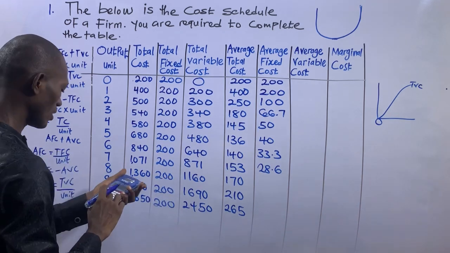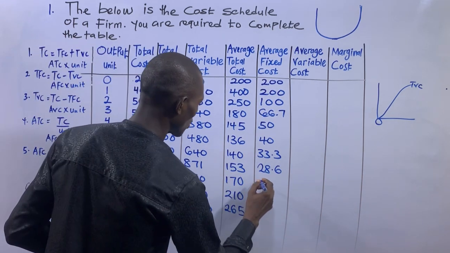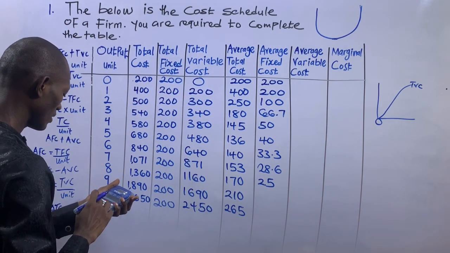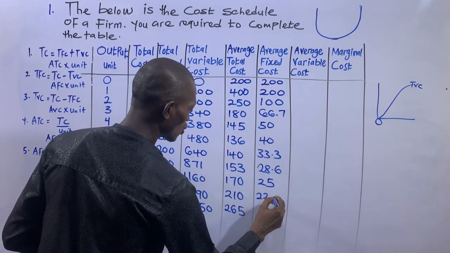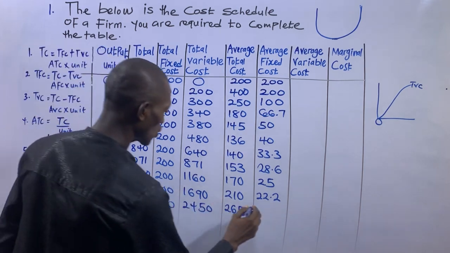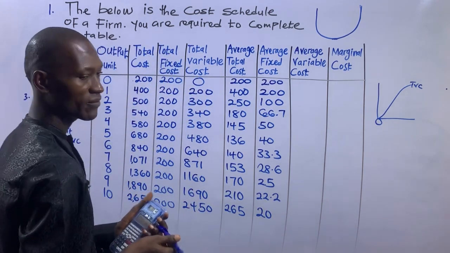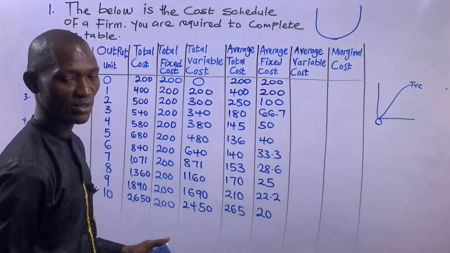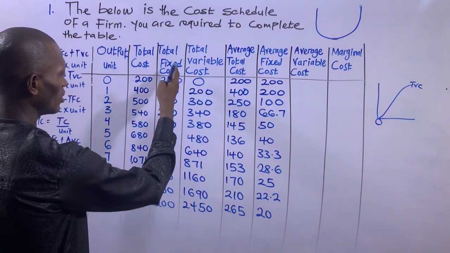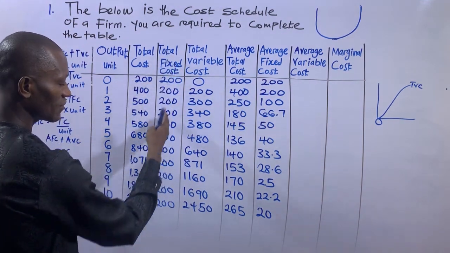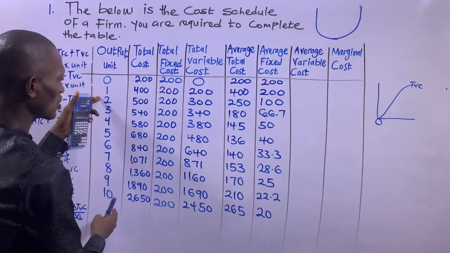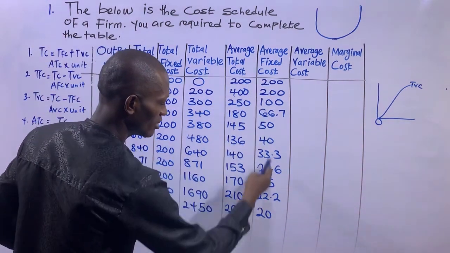200 divided by 8, that's 25. Then 200 divided by 9, that gives us 22.2. Then 200 divided by 10, that's 20. So average fixed cost falls continuously, because if you divide a fixed figure, which is 200, by an increasing quantity of output, the answer you get is a continuous decline.